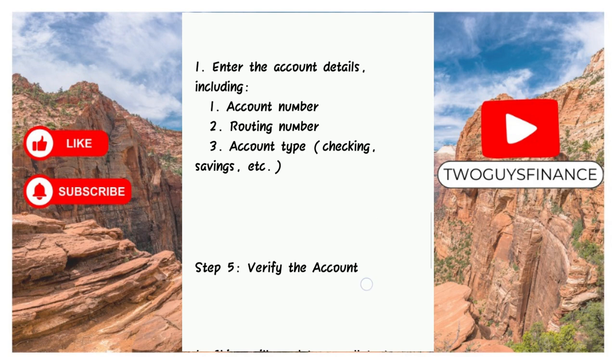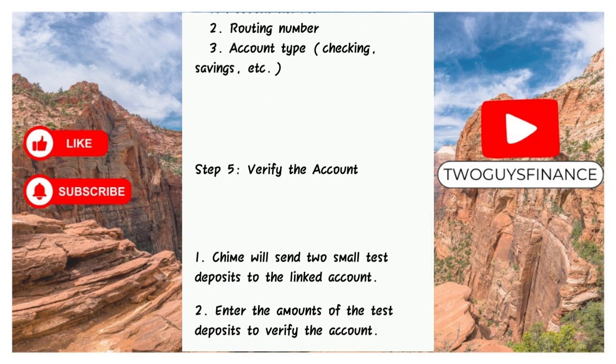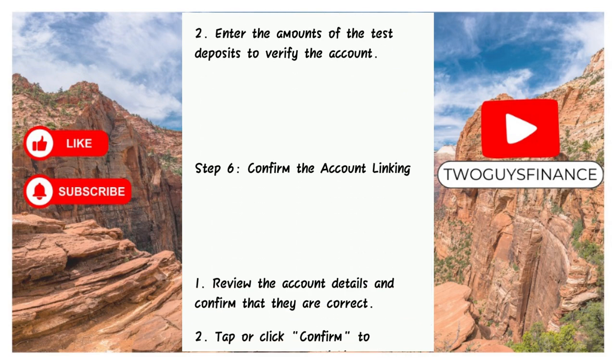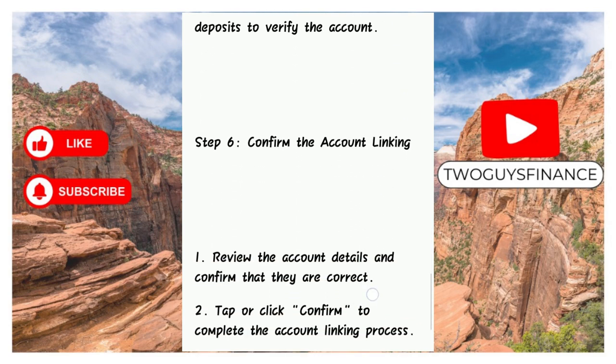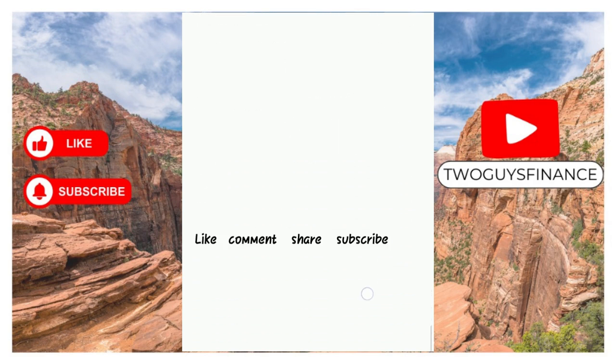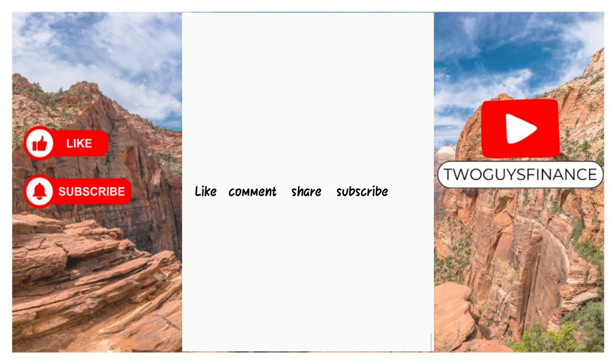The fifth step, of course, is to verify the account. Now, Chime is going to send you two small test deposits to the linked account, and what you want to do is to enter the amounts of the test deposits to verify your account. Once that is there, the sixth step, of course, is confirm the account linking. So what you want to do is to review the account details and confirm that they are correct, and then tap or click confirm to complete the account linking process. Once you're done with that, your account will be successfully linked, and that's pretty much it for the video.